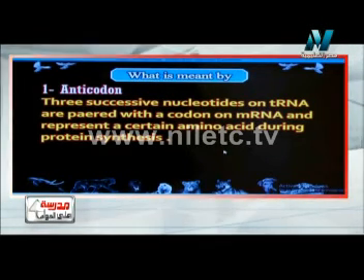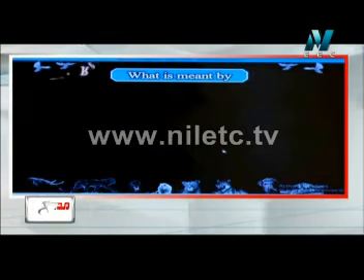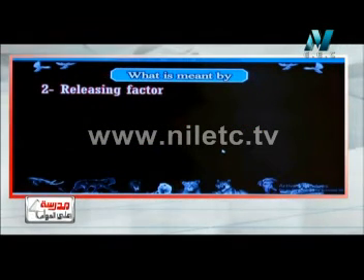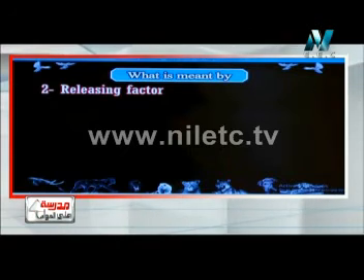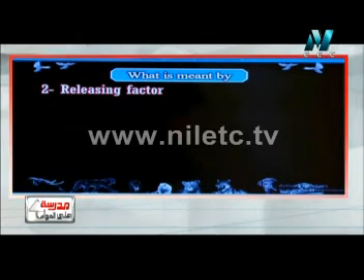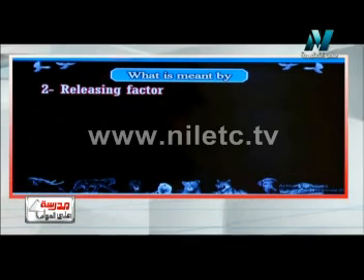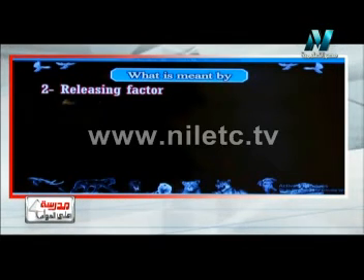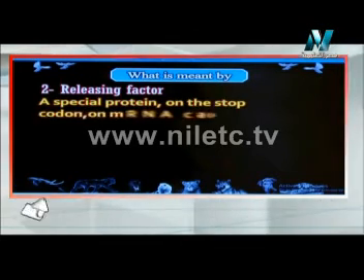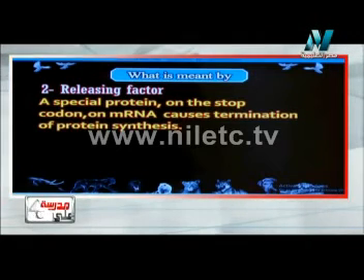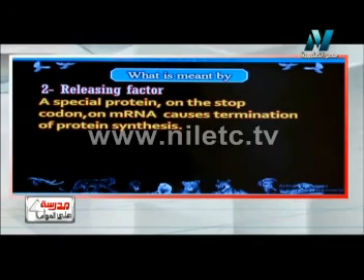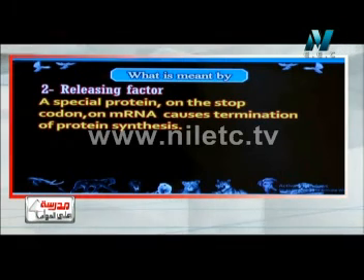The next question. What's meant by releasing factor? The releasing factor is a certain protein attached to the stop codon for the termination of the protein synthesis. A special kind of protein on the stop codon on the mRNA causes the termination of the protein synthesis.